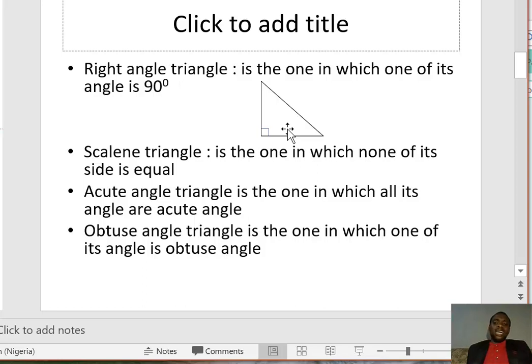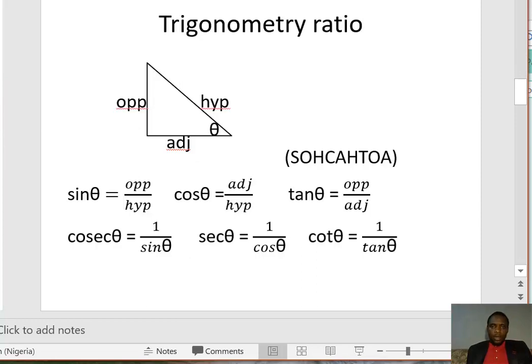Another type of triangle is the acute angle triangle. It's the one in which all the angles in the triangle are acute, meaning angles that are less than 90 degrees. That is what we call the acute angle. Then we also have the obtuse angle triangle. That is a triangle in which one of its angles is an obtuse angle. An obtuse angle is an angle that is greater than 90 degrees. So those are the types of triangle we have. We'll be looking at the right angle triangle, which will be our focus in trigonometry.